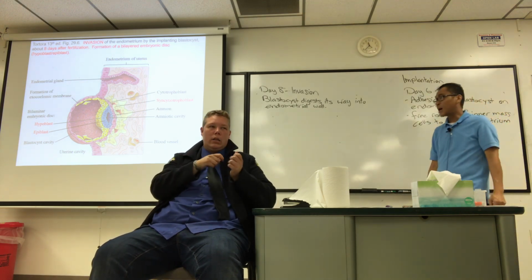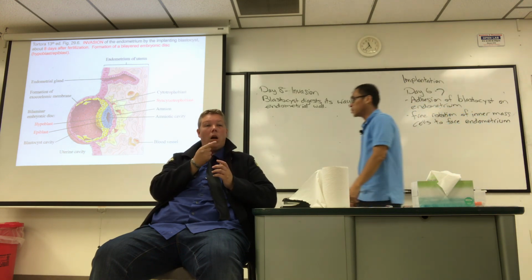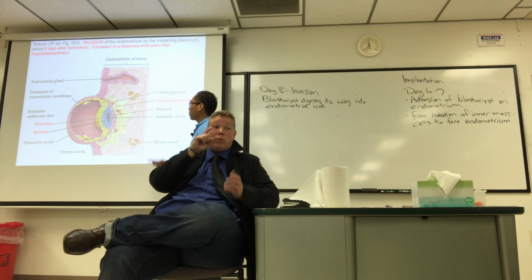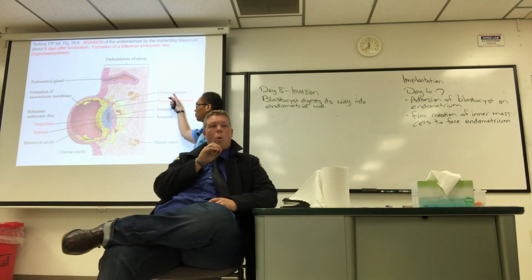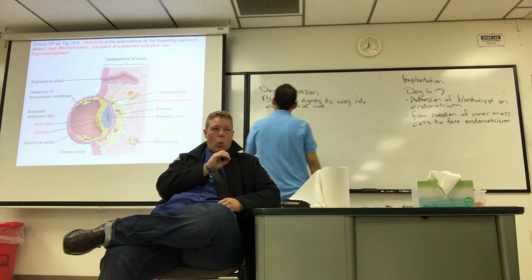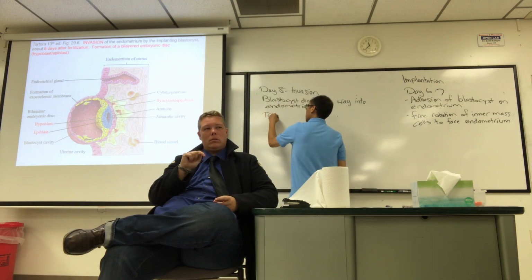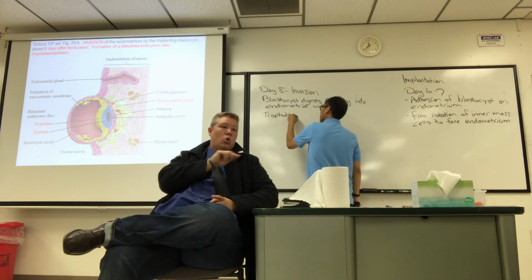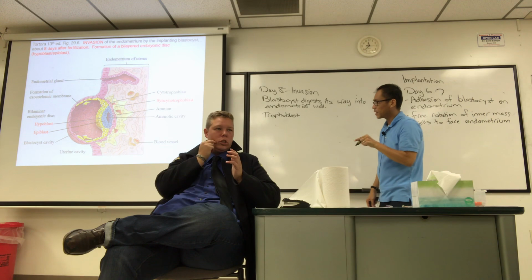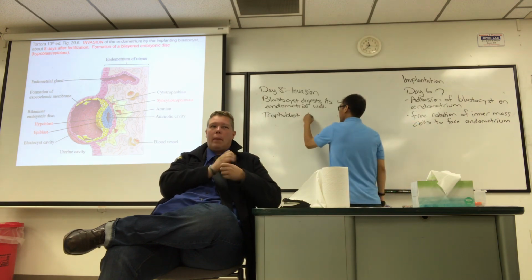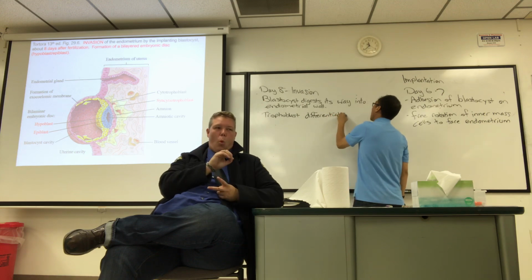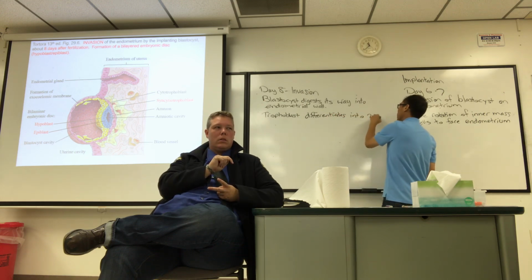Now the structure that accomplishes this digestion of the endometrial wall: you have to notice that the trophoblast differentiates into two parts, the syncytial trophoblast and the cytotrophoblast. Trophoblast literally means nourishment generator. It will become the placenta. The trophoblast differentiates into two parts.